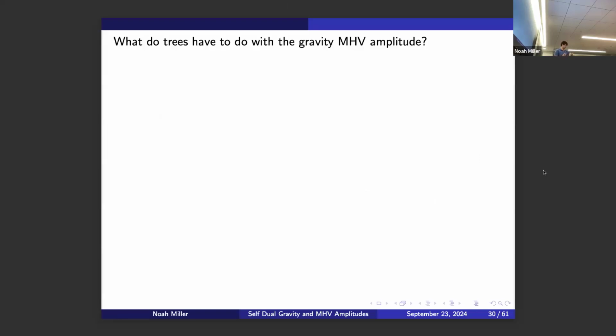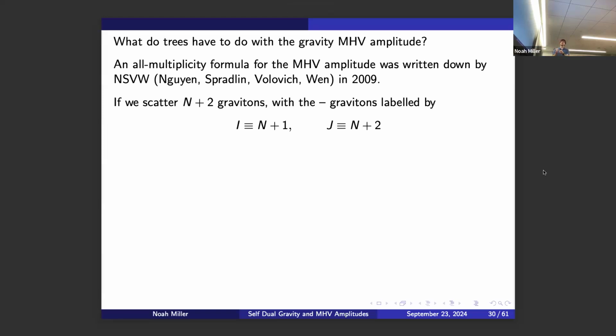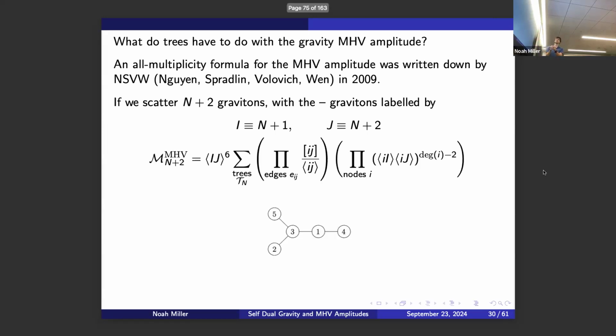Okay. So I probably want to talk about L infinity. Well, maybe I don't know. Okay, what do these trees have to do with the gravity MHV amplitude, which is how I started this talk? An all multiplicity closed form expression for the MHV amplitude, and by all multiplicity I mean any number of positive helicity gravitons, was written down by Nguyen, Spradlin, Volovich, and Wen, NSVW, in 2009. So let's say we scatter n+2 gravitons and the 2 minus gravitons, let's label them by i and j once again.